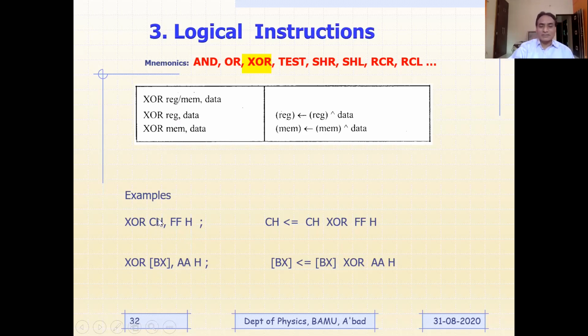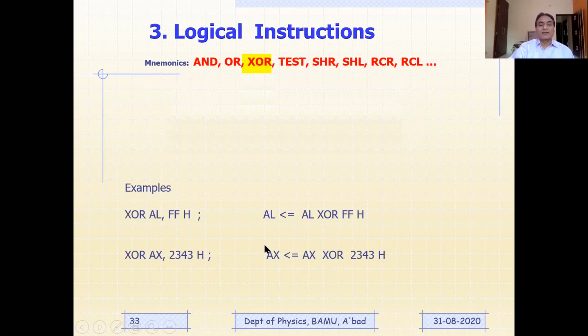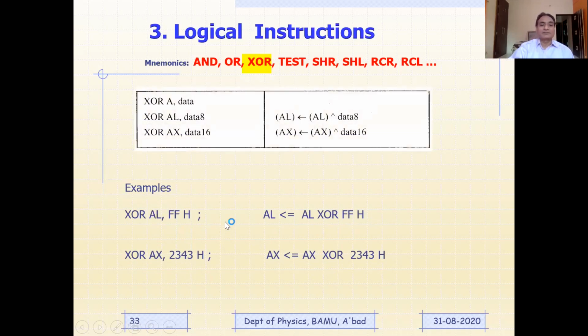I mean to say it is either an 8-bit or 16-bit register, or it can be a memory location. XOR [BX], AA. It means the content of A is going to be logically XORed with the content of the memory location whose address is in BX. The same memory location is going to be updated. And this is the third type, right?